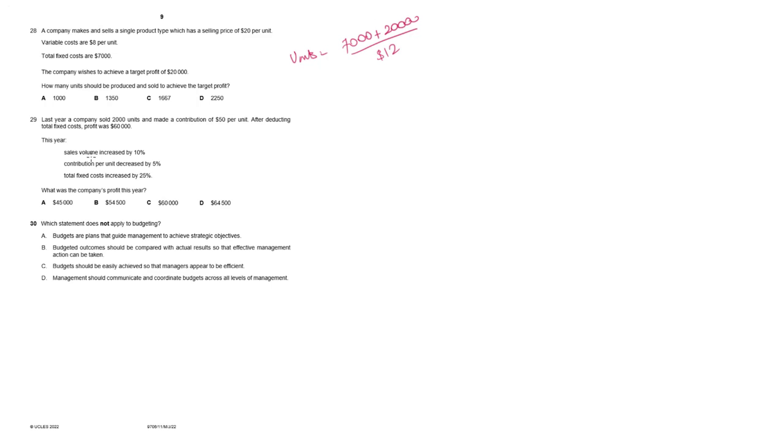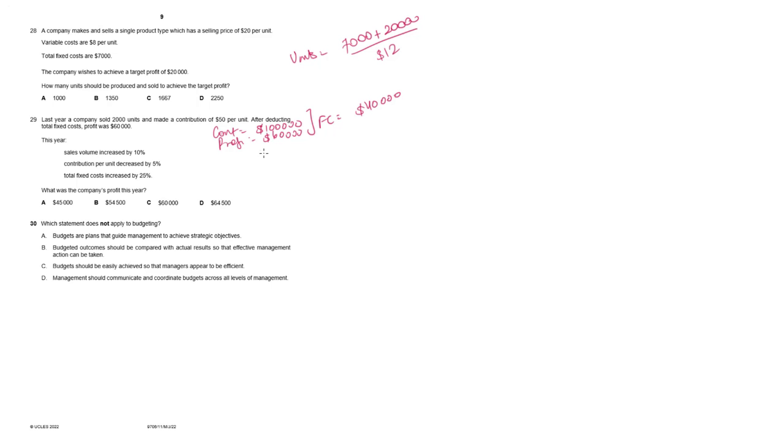Last year, a company sold 2,000 units and made a contribution of $50 per unit. Okay, after deducting fixed cost, profit was 60,000. So contribution was $50, 2,000 units. Okay, so total contribution was how much? 100,000, and profit was 60,000. So that tells us that the fixed cost is 40,000. Just calculating it, we may need it later or we may not need it.